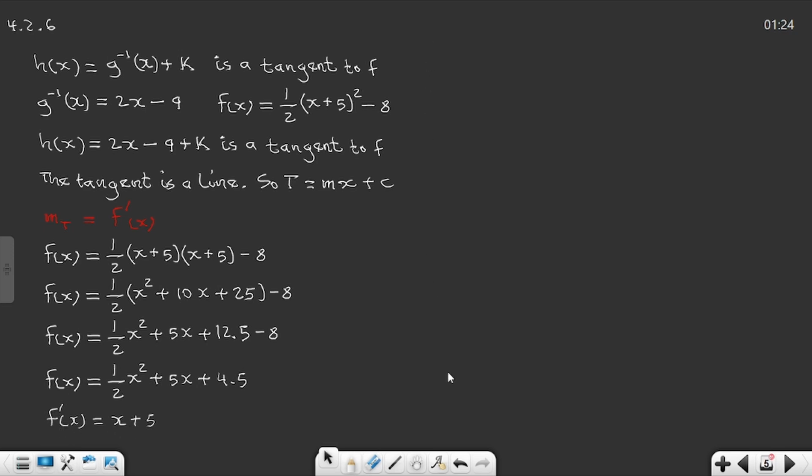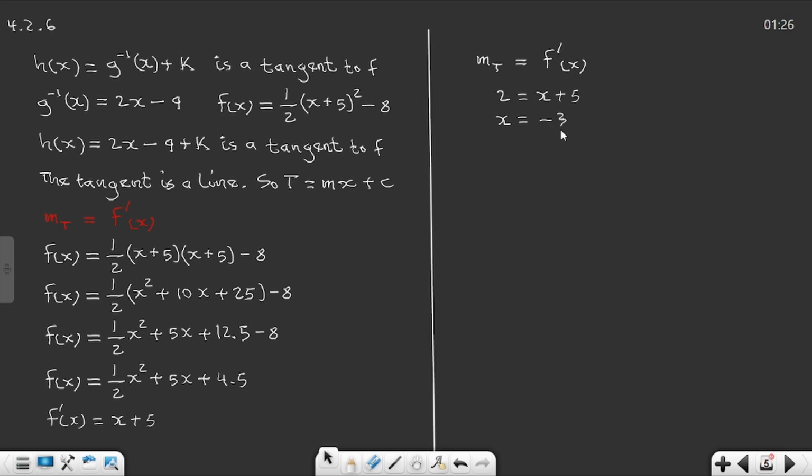Okay, now let me put a line here to continue over here. So now you are going to need this to find the point of contact between the tangent and the parabola. So this is what you need. And what is the gradient of the tangent? So what is the gradient? It is 2. This is equal to 2, which is equal to f prime x. So it's x plus 5. And then now you can solve for x. So x is equal to 2 minus 5. 2 minus 5 is negative 3.